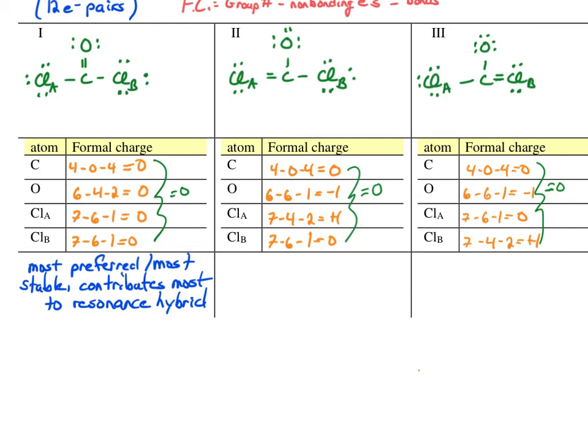Now we look at structures 2 and 3, and in each of them we see that the -1 charge is associated with the oxygen. So each of these is equally preferred, but not as good as structure 1.